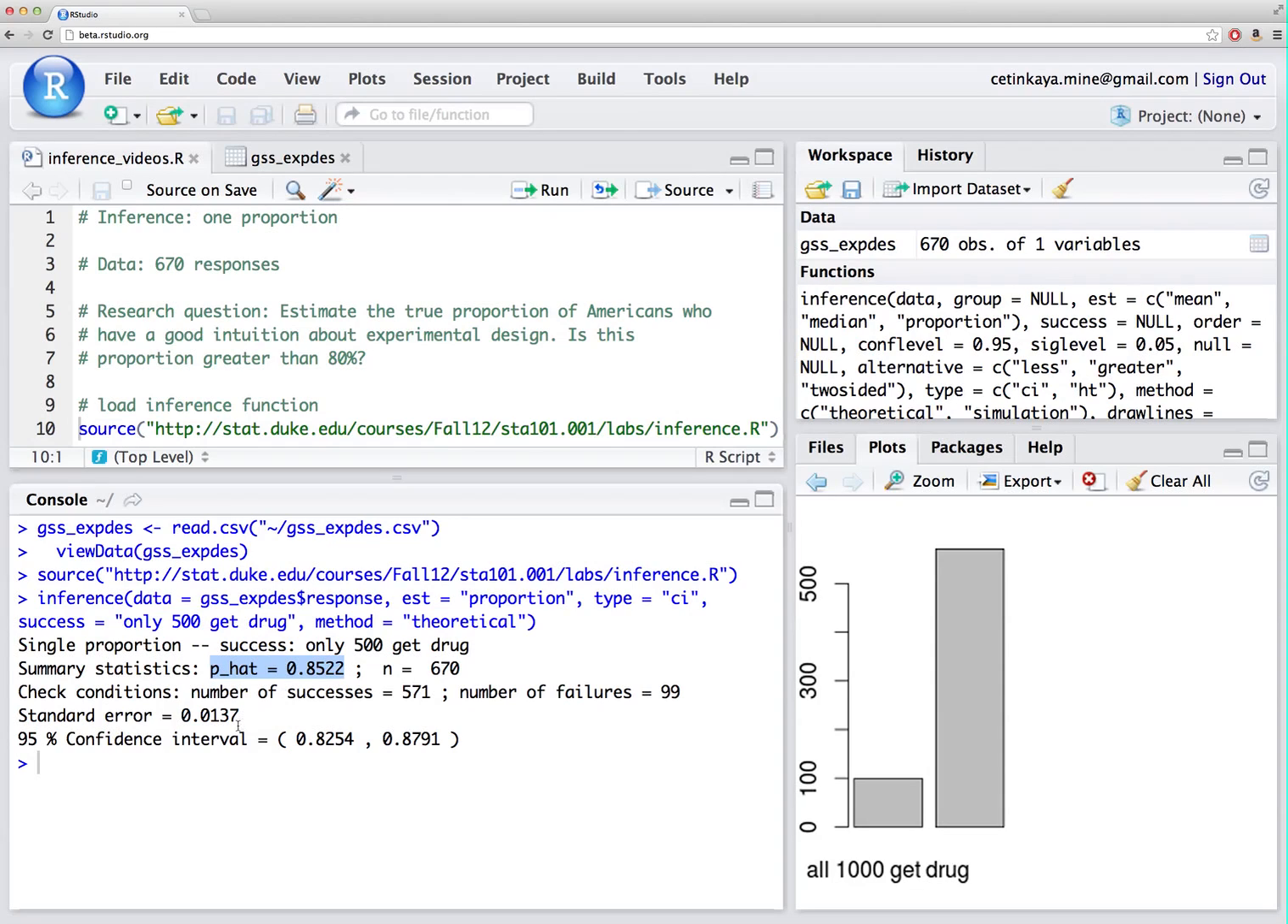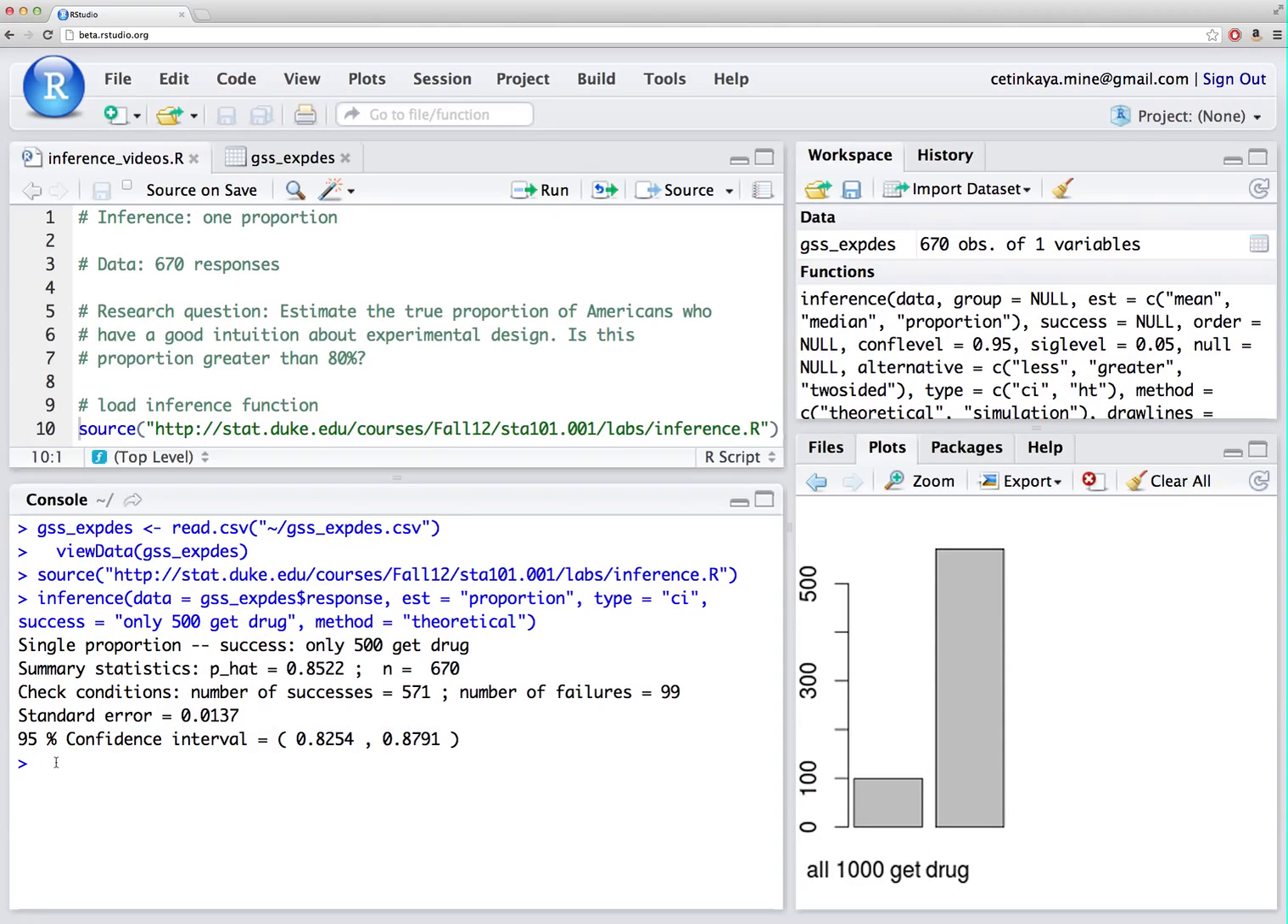So my p hat plus or minus 1.96 times the standard error yields the following confidence interval, which I would interpret as: I am 95% confident that between roughly 83% to 88% of Americans have a good intuition about experimental design.